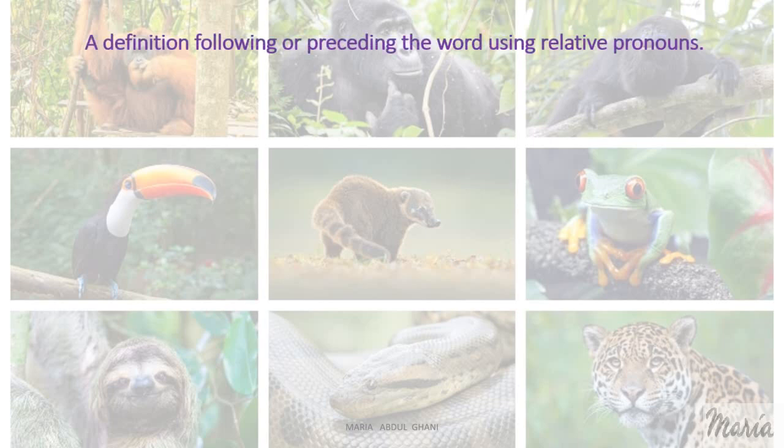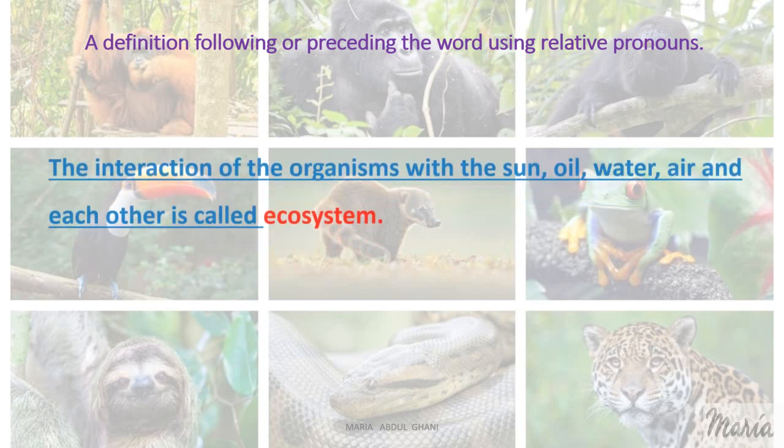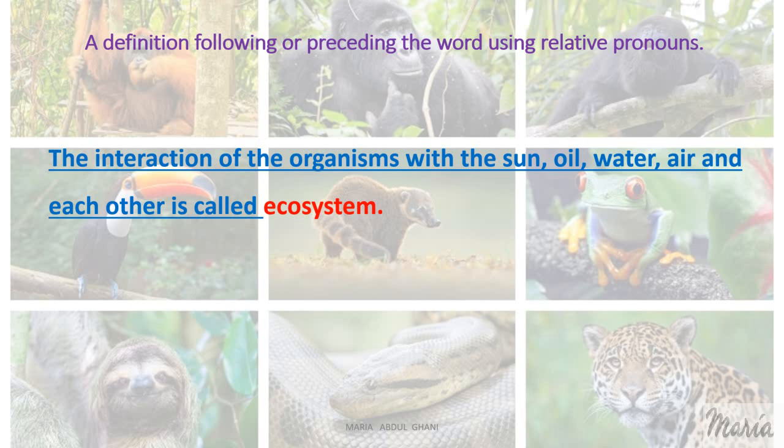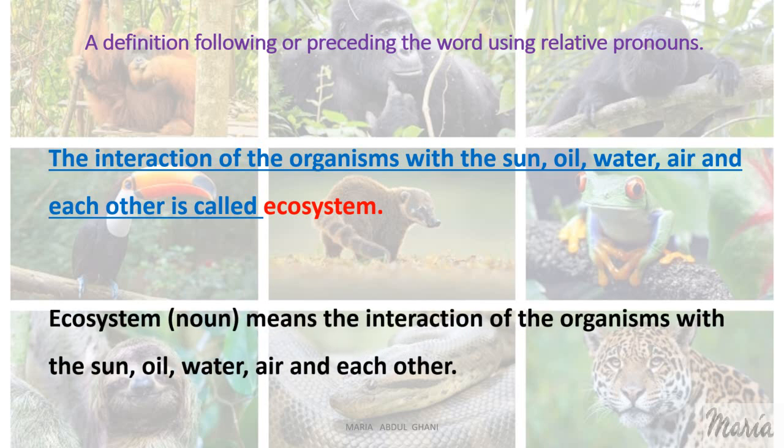A definition following the word using relative pronouns. The interaction of the organisms with the sun, soil, water, air, and each other is called ecosystem. Ecosystem, noun, means the interaction of the organisms with the sun, soil, water, air, and each other.